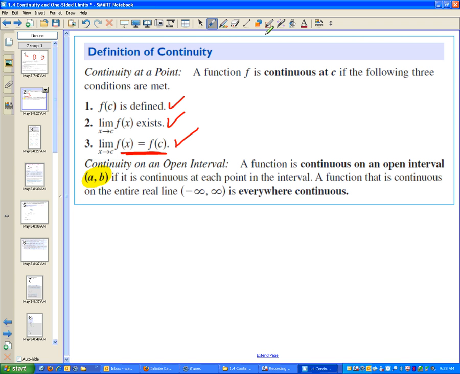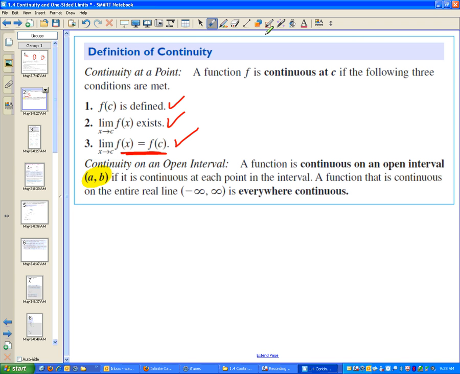And a function that is continuous on the entire real line, a function that is continuous for every c, is continuous from negative infinity to infinity, or is everywhere continuous. And a lot of people say continuous for all real numbers. So those are all expressing the same idea.